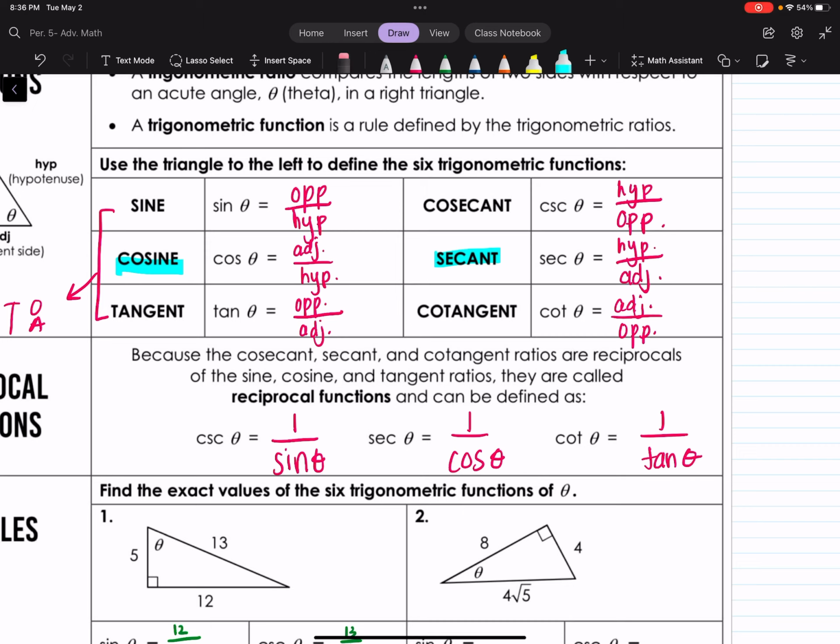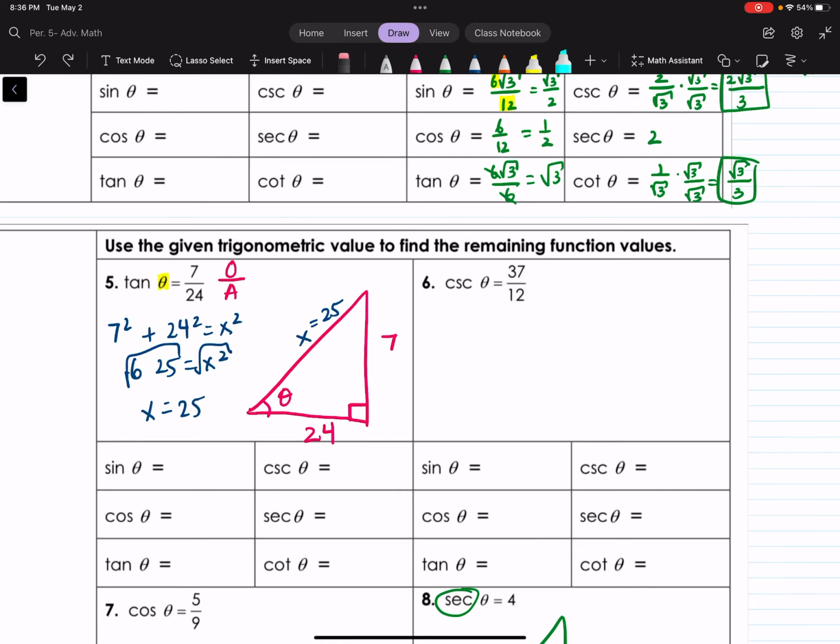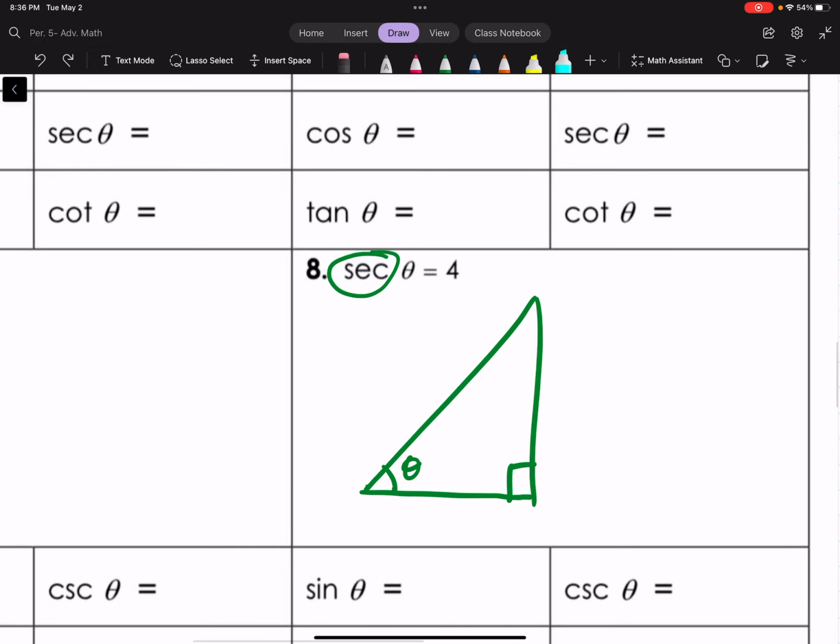So secant is hypotenuse over adjacent. Why? Because cosine is adjacent over hypotenuse. So in this case, secant would be, rather than adjacent over hypotenuse, hypotenuse over adjacent. So this one, even though it's not a fraction, you can put it over 1. What this ratio is telling me is that my hypotenuse is 4. So this number right here is 4. And my adjacent is 1. My adjacent to what? Well, adjacent to theta. So this side down here would be 1.